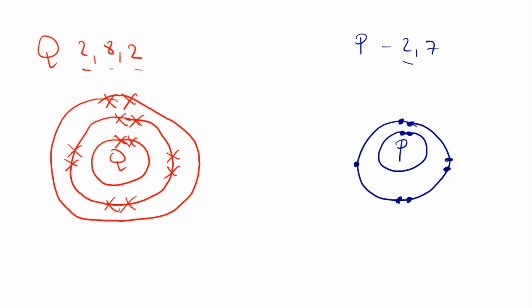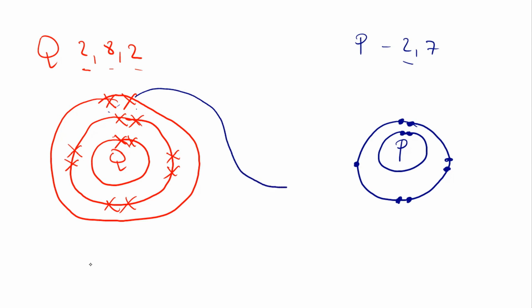As I said, to obtain this stable configuration, they either want to donate or gain an electron. Look at Q. Q has 2 on its outer shell. To obtain the stable configuration, it's either going to gain 6 electrons to form the 8, or just give away the 2. It'll be easier to give away the 2, because of P right here. P, to form a stable configuration, is either going to gain 1 to obtain 8 or give away 7. It will be easier just to obtain the 1, because you have Q here ready to donate 2.